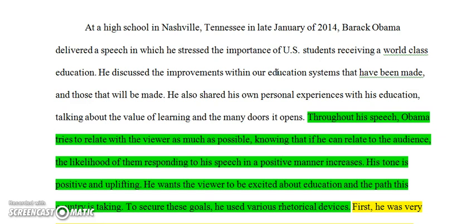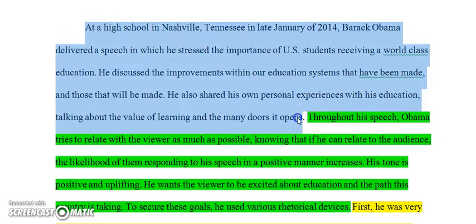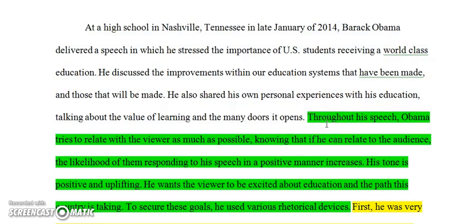He also shared his own personal experience with his education, talking about the value of learning and the many doors it opens. So this is all a summary and an introduction to the actual text of the speech. Here with the green text, there's a pivot. There's another kind of move happening. This is where the writer is delivering his thesis, and he's doing it over three or four sentences here. Typically a thesis will come in one sentence, but here it's distributed across four.